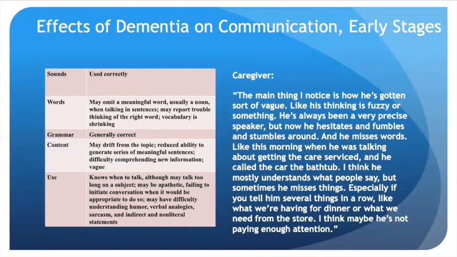Here is an example of the early stages. This is a response from a caregiver regarding their loved one with Alzheimer's disease. The main thing I notice is how he's gotten sort of vague, like his thinking is fuzzy or something. He's always been a very precise speaker, but now he hesitates and fumbles and stumbles around. And he misses words. Like this morning when he was talking about getting the car serviced, and he called the car the bathtub. I think he mostly understands what people say, but sometimes he misses things, especially if you tell him several things in a row, like what we're having for dinner or what we need from the store. I think maybe he's not paying enough attention.